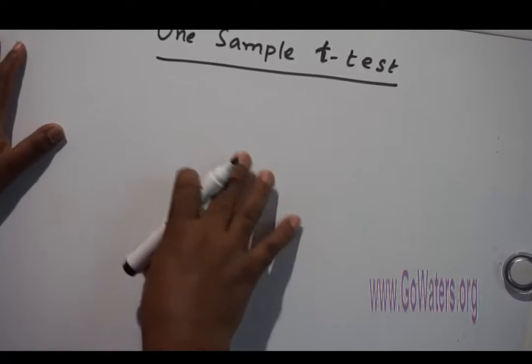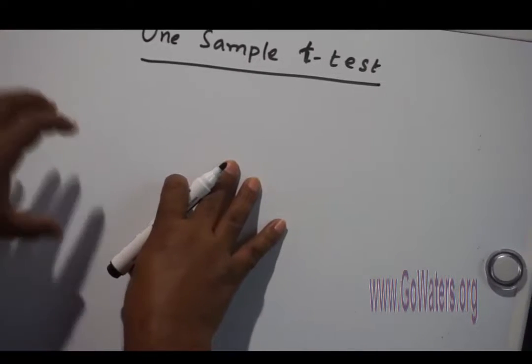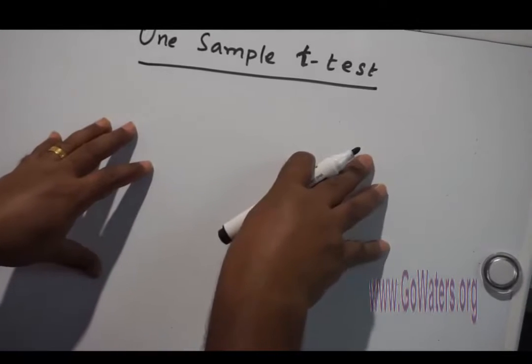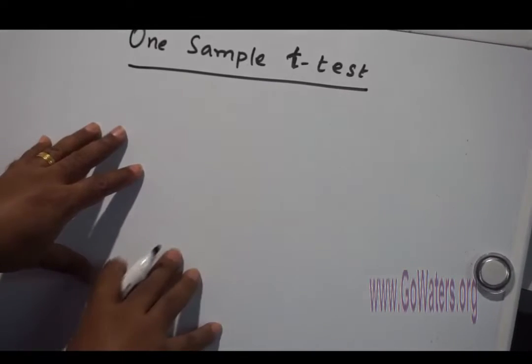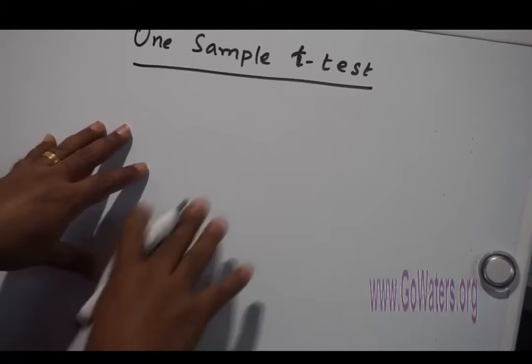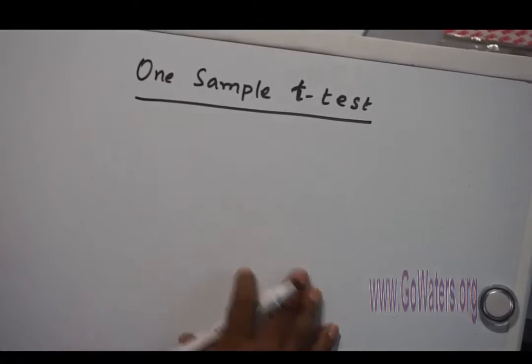So why is it one sample? We are choosing only one sample from the population. You have a population, and from the population you are selecting a sample. It's one sample, and based on that, you are doing the analysis.